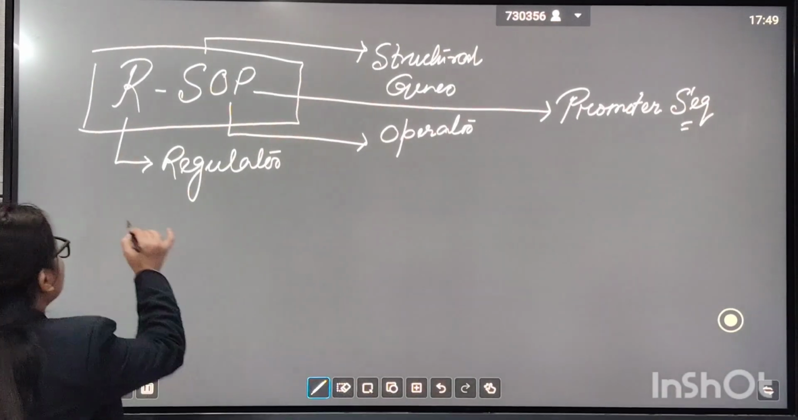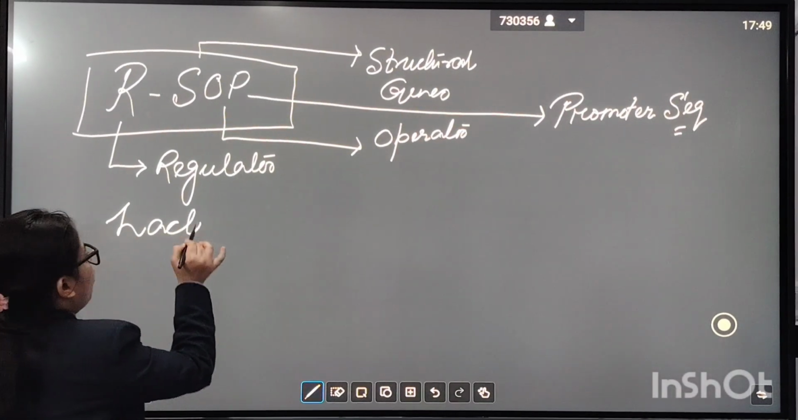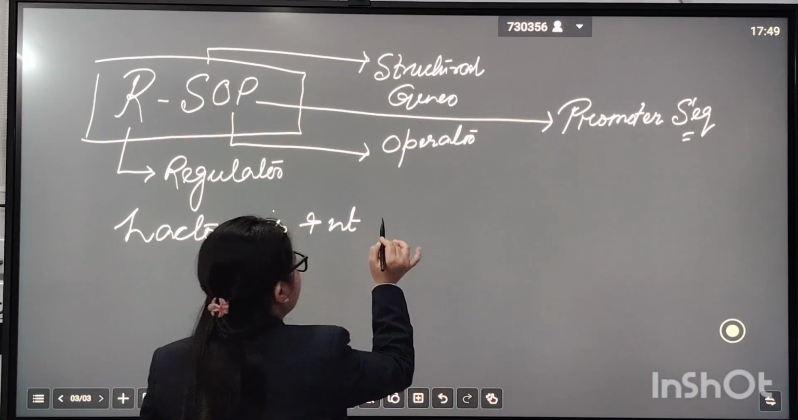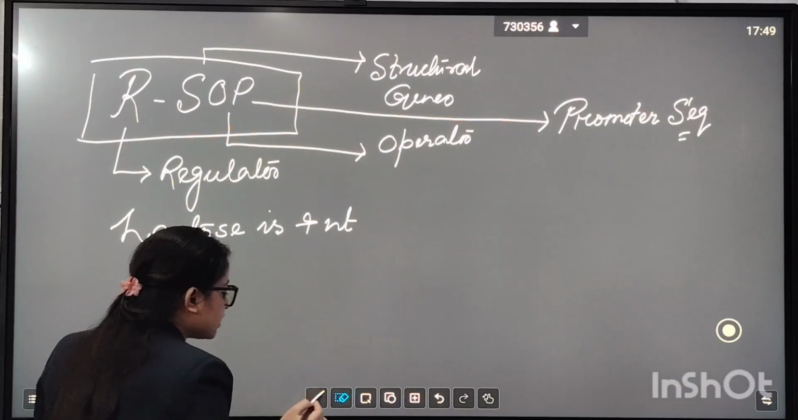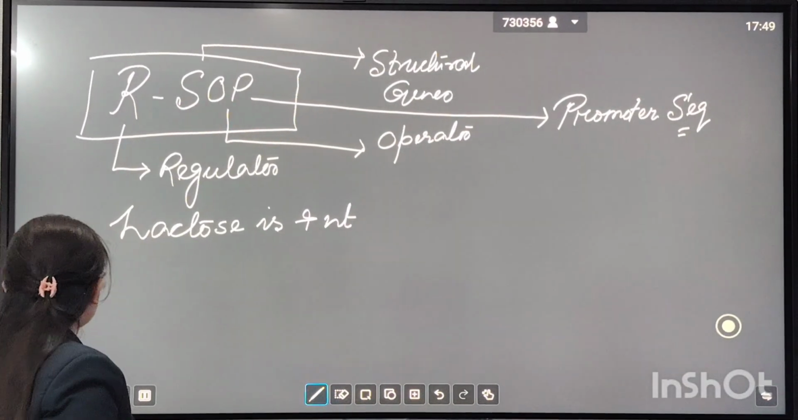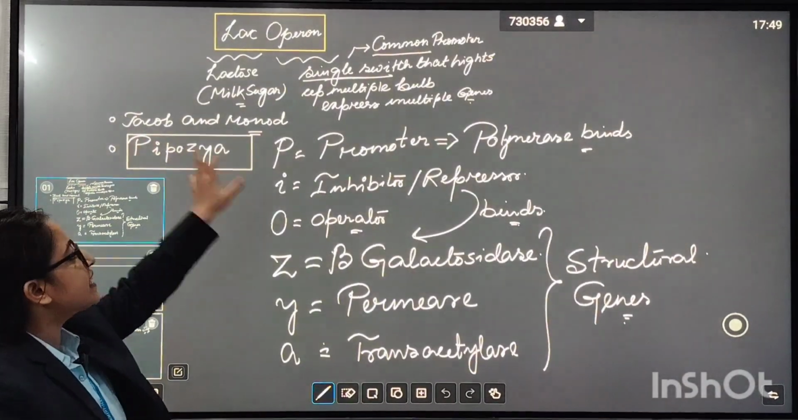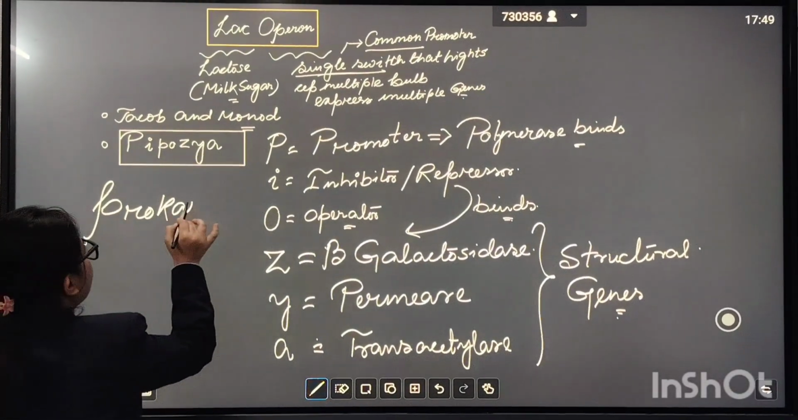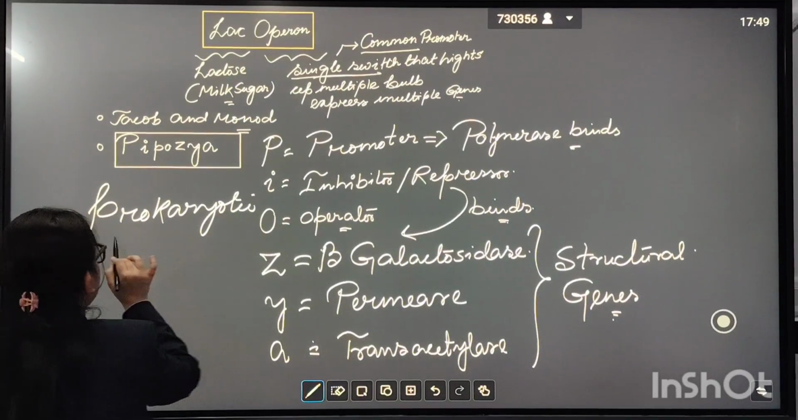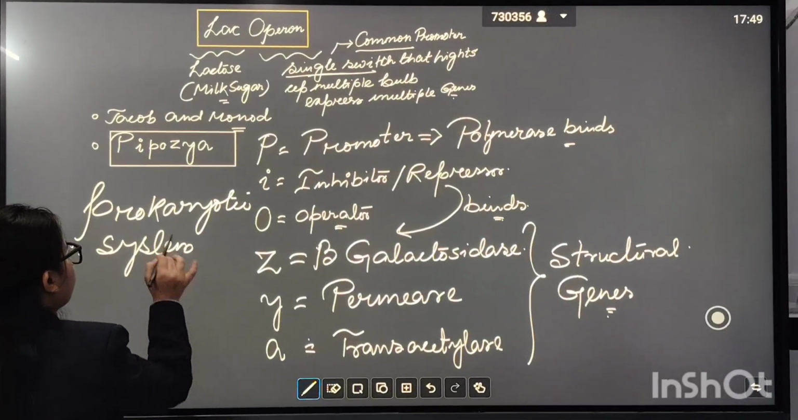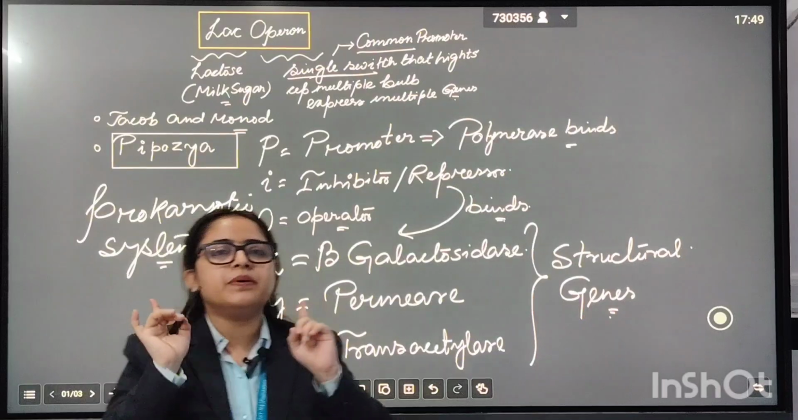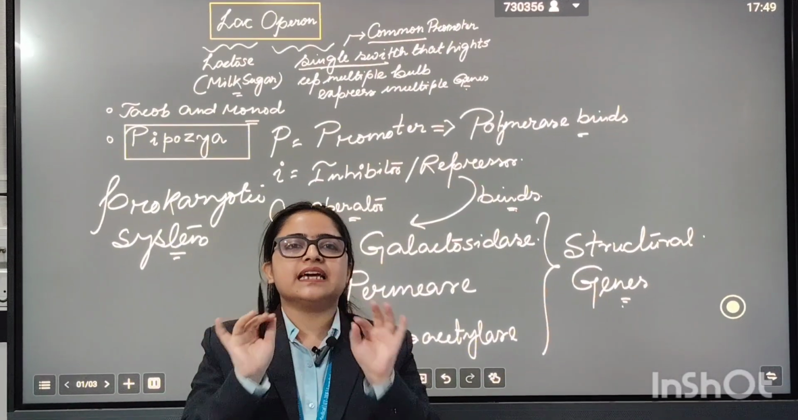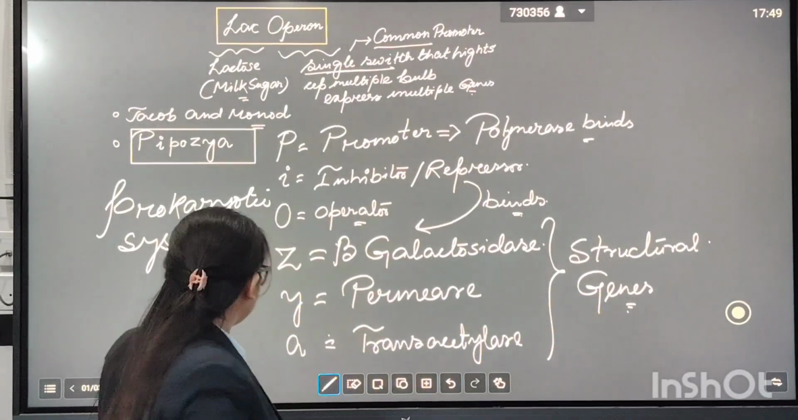Now, when lactose is present, where is lactose present? Lactose is present in culture media. See, this lac operon is only seen in prokaryotic systems, where multiple genes express under a common or single promoter, because there is a polycistronic mode of gene transcription.